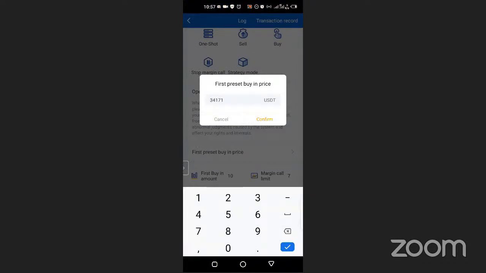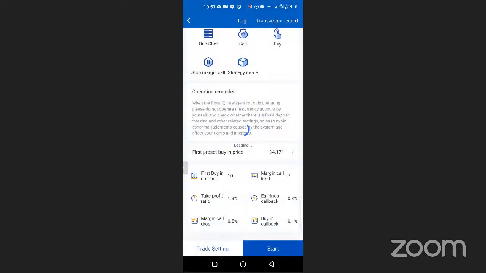So you can even tell the robot when you want it to start. When you want it to start buying, you confirm. That is the first present buy in price. So the robot will analyze the market. If it's not at this price, it will not start buying. It will not start entering the market. And when it enters, it begins with buying faster, then starts to sell off.